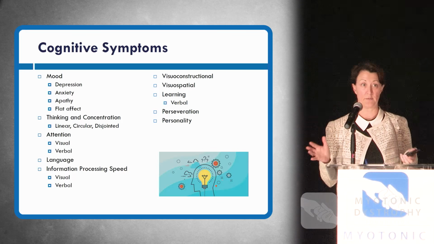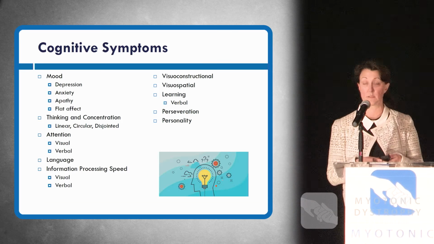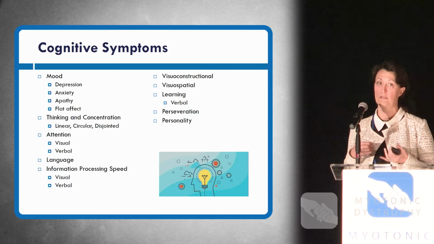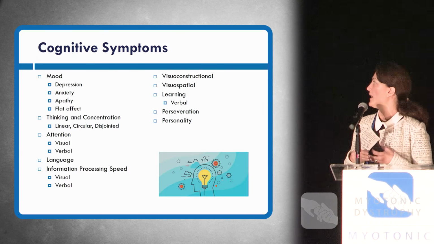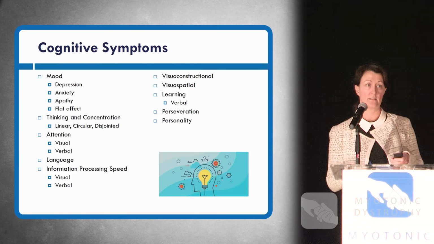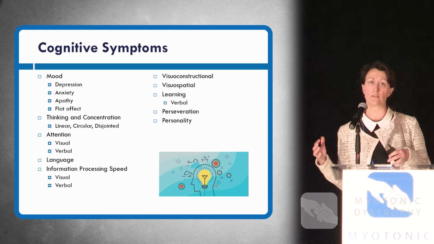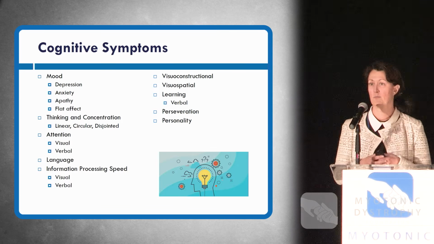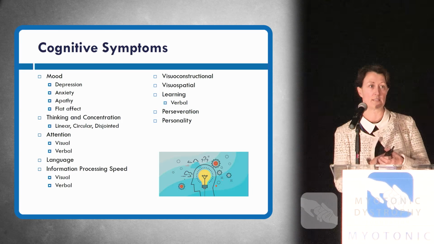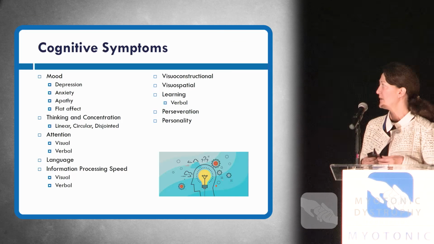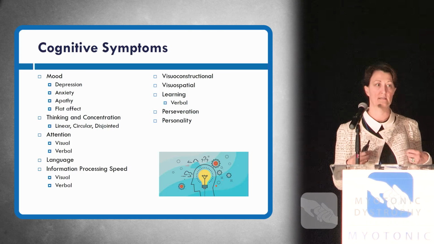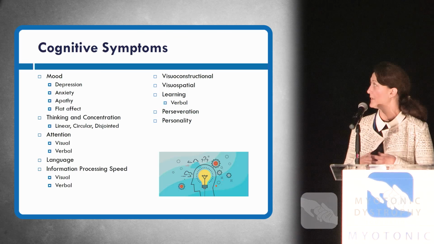So just a recap, I'm sure you are all aware of what some of the cognitive symptoms are, but I will just quickly go through some of them. So there's mood, that can be depression, anxiety, apathy, and flat affect. Thinking and concentration can be affected, so thinking is not always linear. Sometimes it's circular, sometimes it's completely disjointed, tangential. Attention can be affected. That can be visual attention, verbal attention. Language, information processing speed, so how quickly you can process visual information and verbal information.